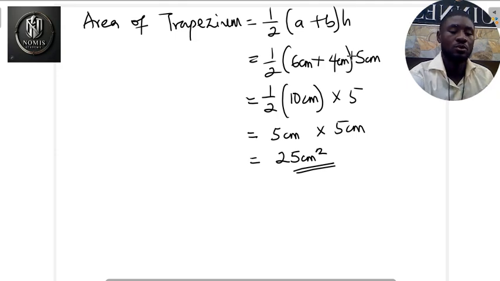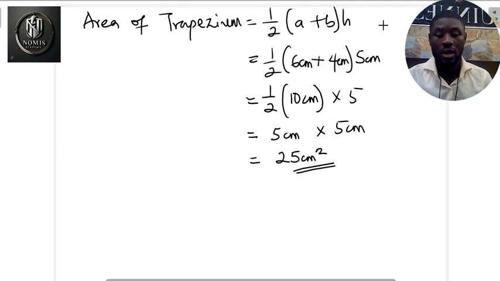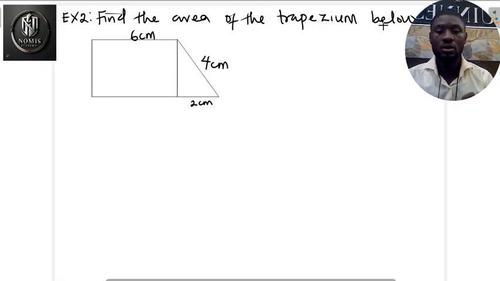Let's take another example to see in another way that this question can be asked and how we are going to solve it. So look at this diagram on your screen. Find the area of the trapezium below. Do you agree that this is a trapezium? Yes. It's not necessary that both end sides are slanted. So in this case, you just have one side slanted and the other side not slanted. So this is still a trapezium. This is how a trapezium looks like.